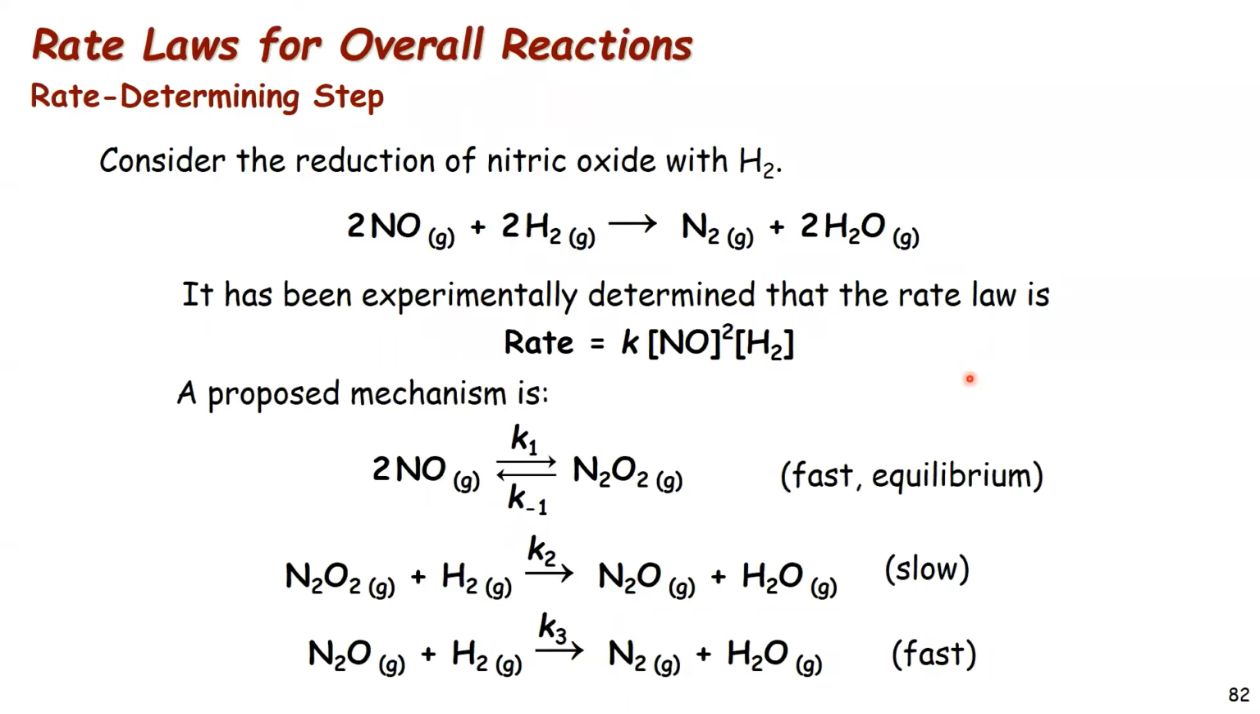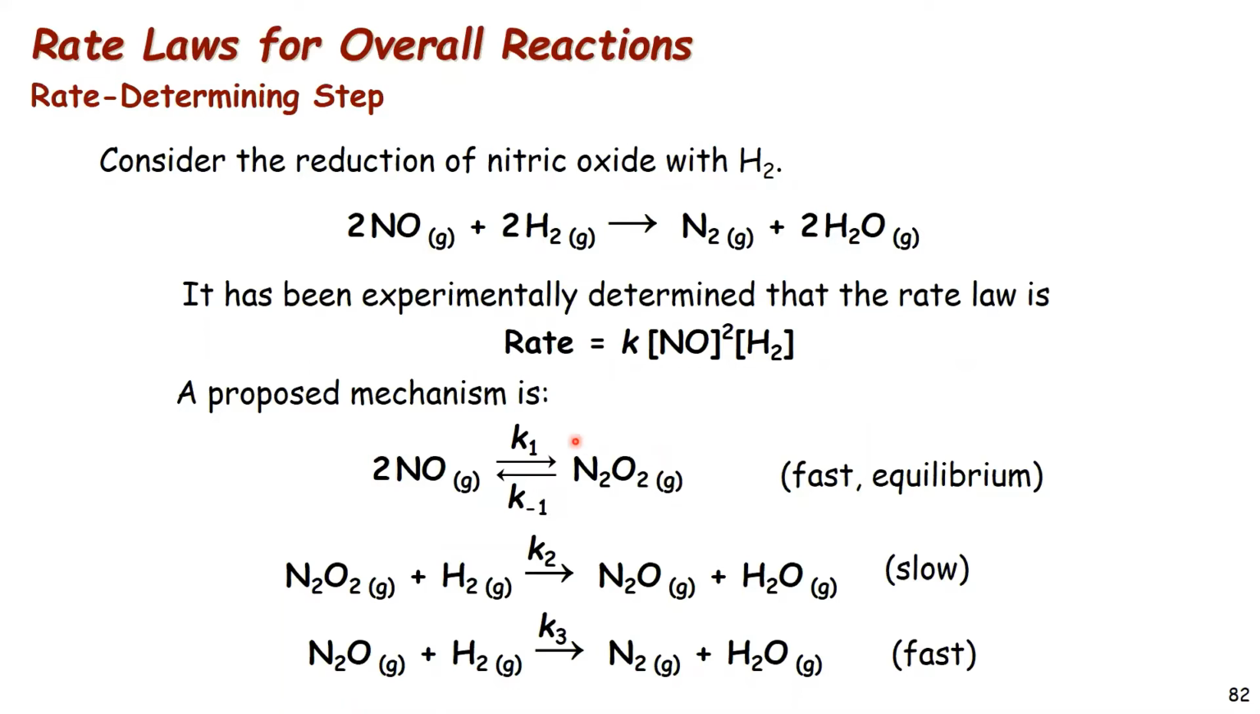So a proposed mechanism looked like this. First, the nitric oxides would react with one another to produce dinitrogen dioxide. And this, again, is a very fast equilibrium, which means that as this is reacting to form N2O2 with a rate constant of k1, the N2O2 is decomposing with a rate constant of k-1 back to 2NO. So that's what the equilibrium is. This reaction is going just as fast as the reverse reaction, and so that's our equilibrium.